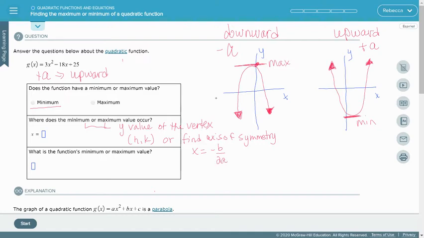So again, a in this problem is 3, and b in this problem is negative 18. So we want to have the opposite of negative 18 divided by 2 times a. Okay. So now we have the opposite of negative 18, positive 18, divided by 2 times 3, which is 6. And so we're going to get 3. So x here equals 3. And what is the function's minimum or maximum value? So that's asking for the y value of the vertex. So I want to know where the y value of the vertex is.